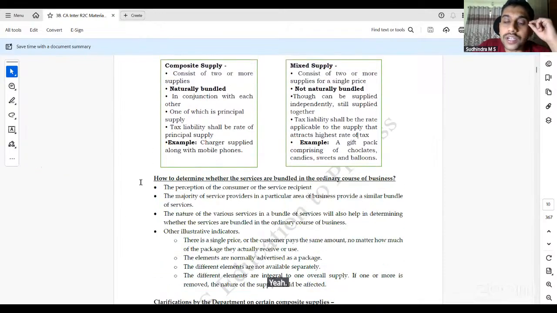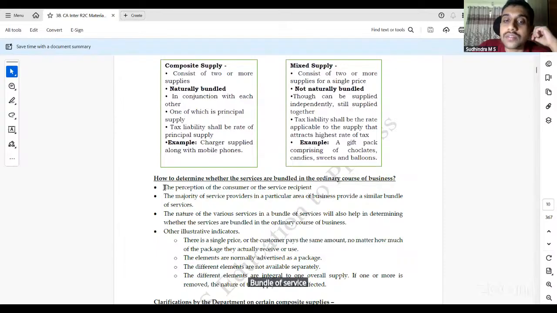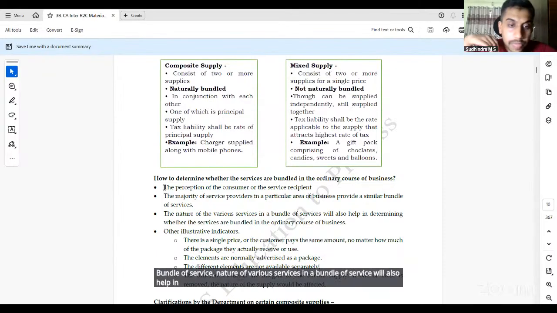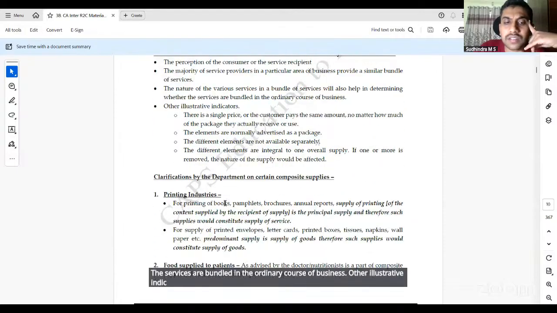How to determine whether services are bundled in the ordinary course of business? Various factors that we have: perception of the consumer. Majority of the service providers in a particular area of business provide a similar bundle of service. Nature of various services in a bundle of service will also help in determining whether the services are bundled in the ordinary course of business. Other illustrative indicators, there are various illustrations.